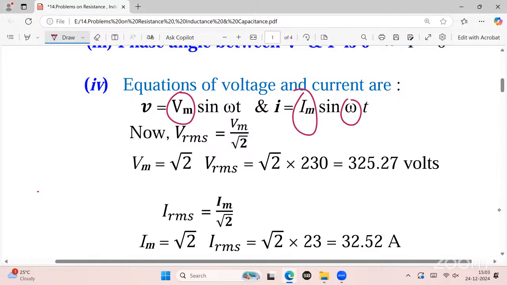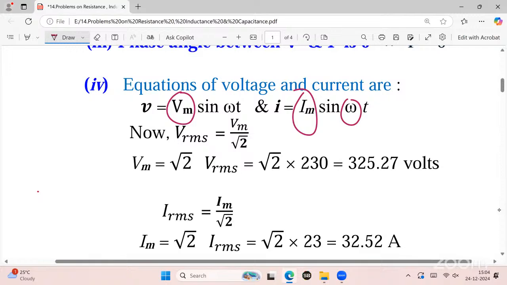Find out Vm. Any formula? Vrms is equal to? Can you find out Vm? Irms is equal to Im by root 2. Can you find out Im? Omega formula? 2 pi f. Find out Vm, Im, omega.